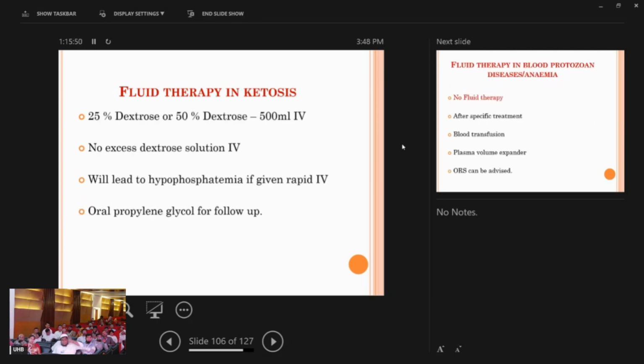So fluid therapy in ketosis: 500 ml to 1 liter. 500 ml of D20 is more than sufficient, and there is no need to give excess dextrose solution IV, as that will lead to hypophosphatemia. Oral propylene glycol or commercial preparations are available.